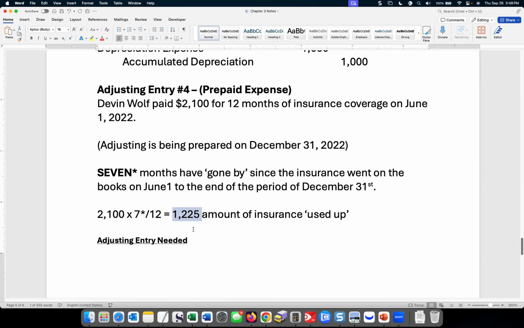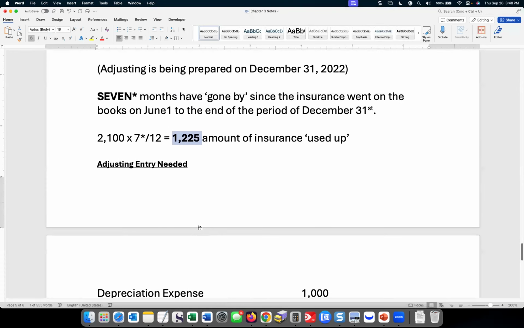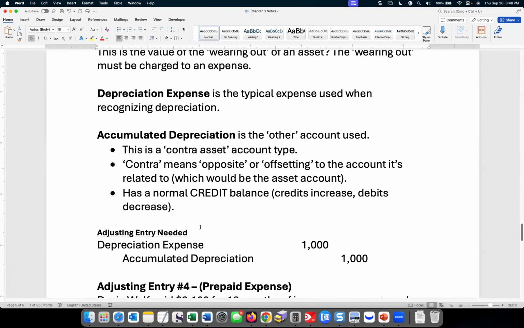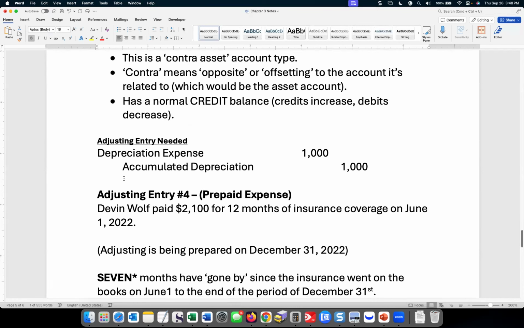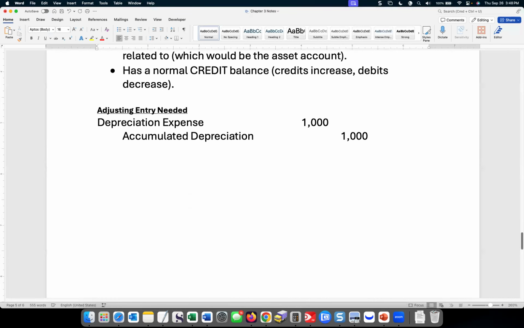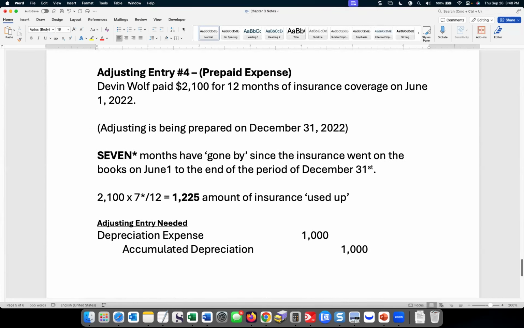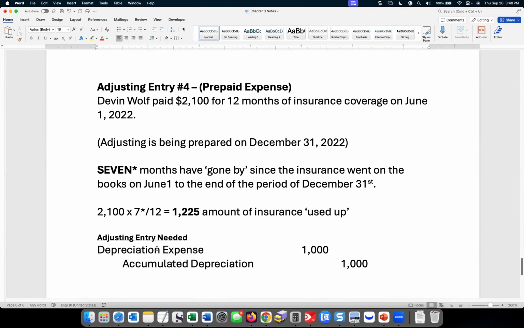$1,225 of that 2,100 that we prepaid has now been used or expended. Therefore, we need to charge that to expense. All right, let me see. And again, like I did before, I'm going to push that down so everything's on one page. So our expense account is going to be insurance expense. Again, right from the template, something expense. What are you expensing? Insurance expense, done.